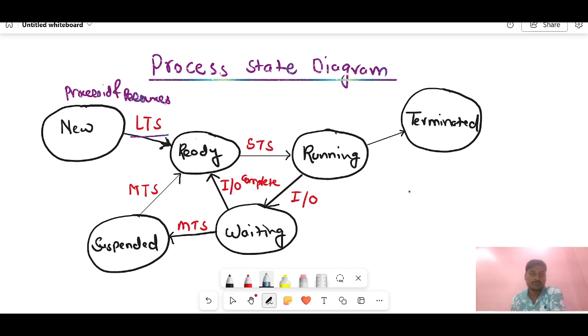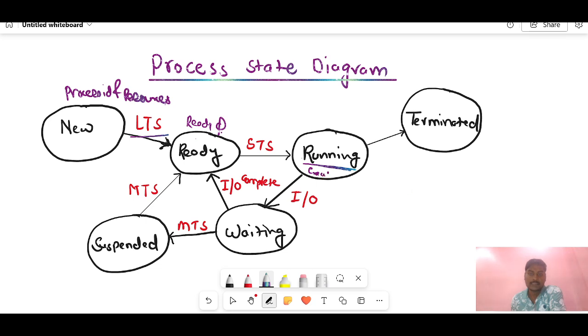So in the ready queue, multiple processes will be waiting, and among the many processes waiting in the ready queue, the short-term scheduler will select one process for CPU execution based on some CPU scheduling algorithm. We can discuss CPU scheduling algorithms later on. So here the short-term scheduler selects the process and the process starts executing.